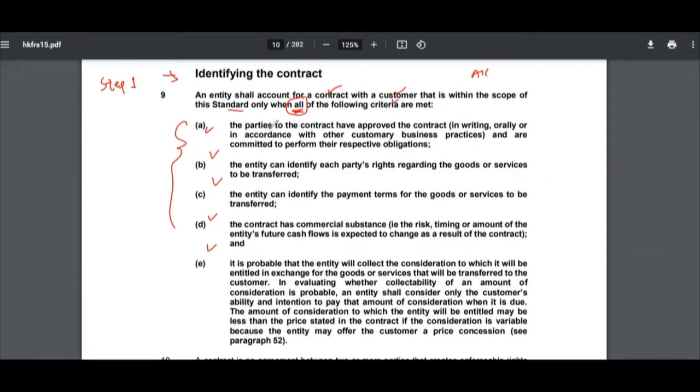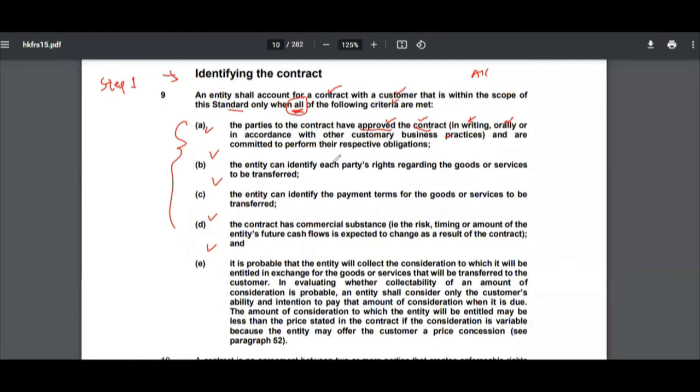So bullet point A basically says the parties of the contract have approved the contract, right? The parties involved have approved the contract either in writing or orally, or in accordance with other customary business practices, right? In different countries, there could be different business practices, and that's what they are catering to. So your contract can either be written or oral, and it should be approved. So that's the first requirement. It should be in writing or oral or any other customary business practice that your country follows.